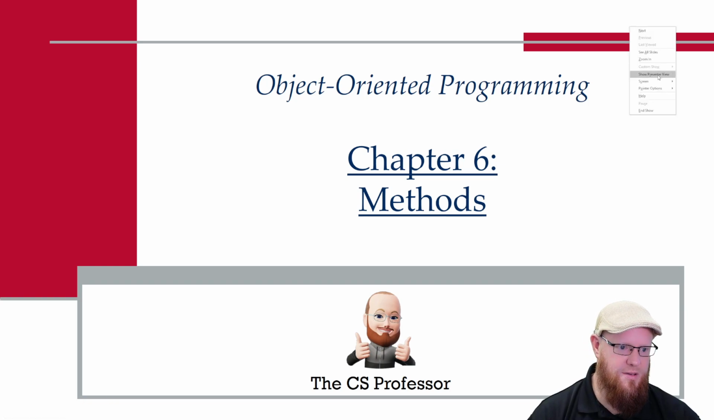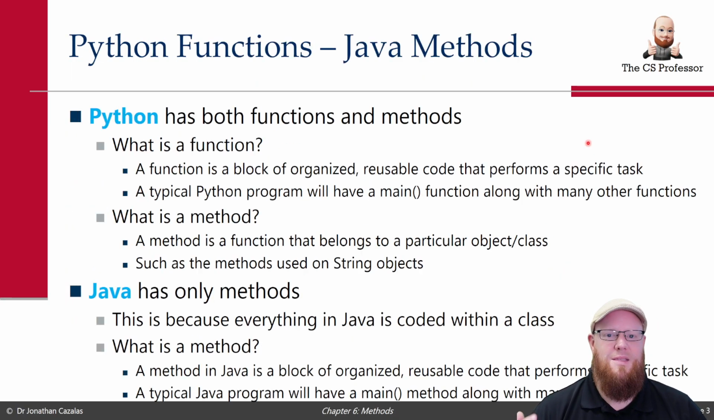Let me open up this, turn on the pointer. Let's go. Python functions versus Java methods. In fact, Python has both functions and methods. What is a function? As we know, a function is a block of code, organized, reusable code, that basically performs some specific task. A typical Python program will have a main function, and you'll likely have many other supporting functions that just help with the functionality of your program.